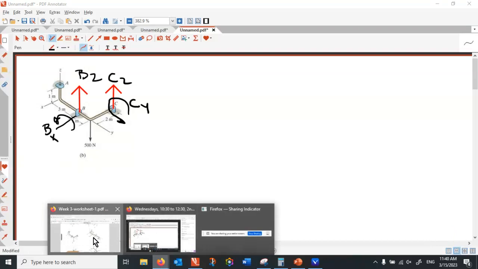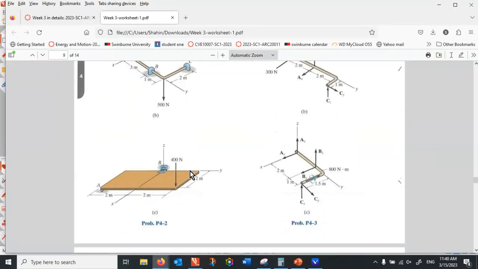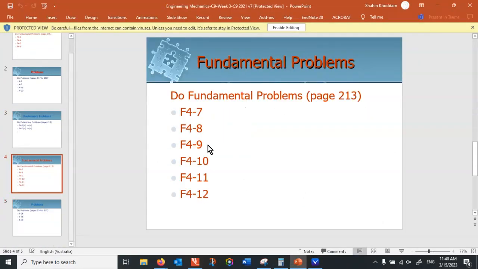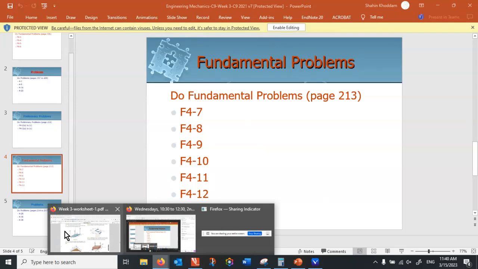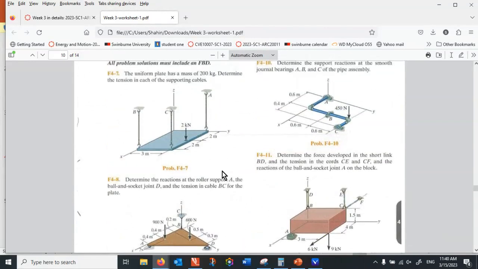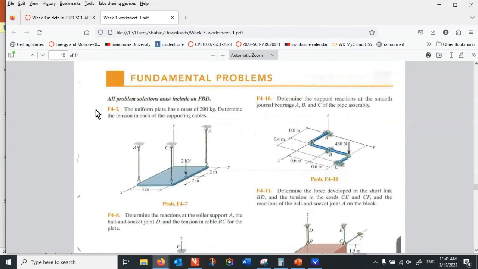Maybe we do something more applicable to the assessment. Page 213. Fundamental problem 4-7.